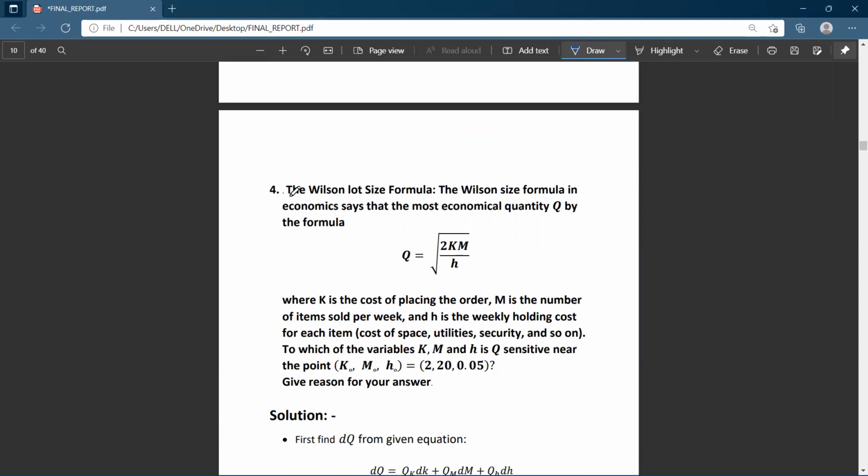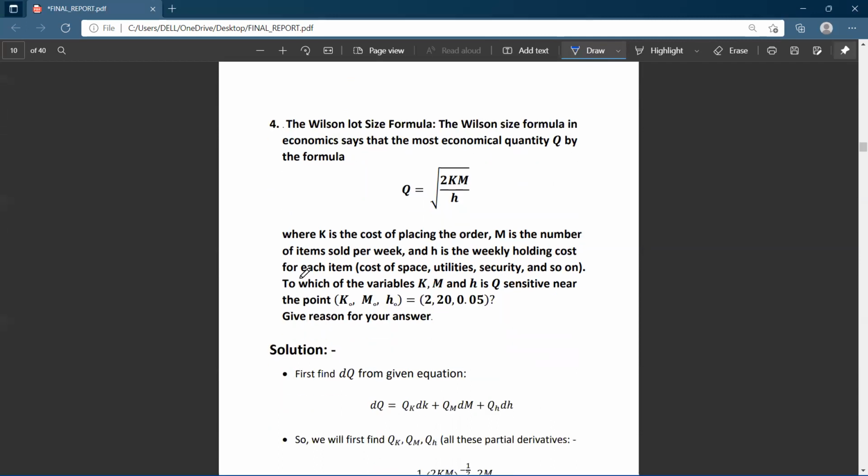Now the fourth question and second question from section 2, the Wilson lot size formula. The Wilson lot size formula in economics says that the most economical quantity Q is given by Q equal to square root of 2KM by H. K is the constant cost of placing the order, M is the number of items sold per week, and H is the weekly holding cost for each item. This is given.